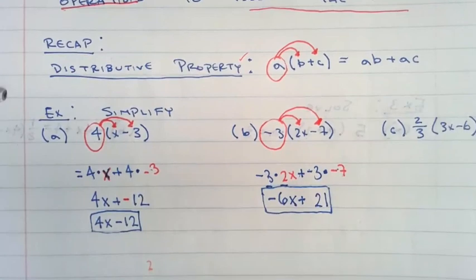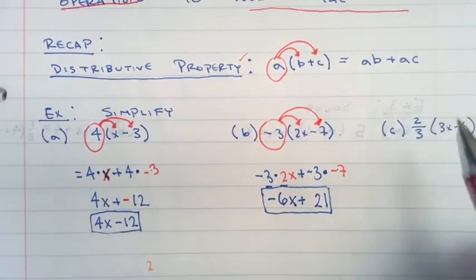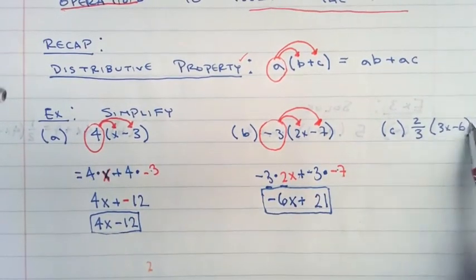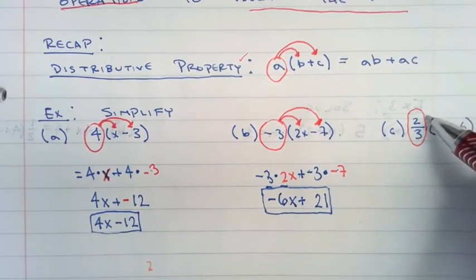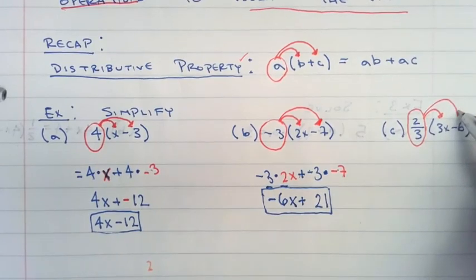Alright. Now let's look at C. So this right here is 2/3 times 3x minus 6. Again, take a look at it. We have a number right here outside. We have two numbers in the parentheses. So here, I'm going to get my 2/3 distributed to my 3x and distributed to my negative 6.